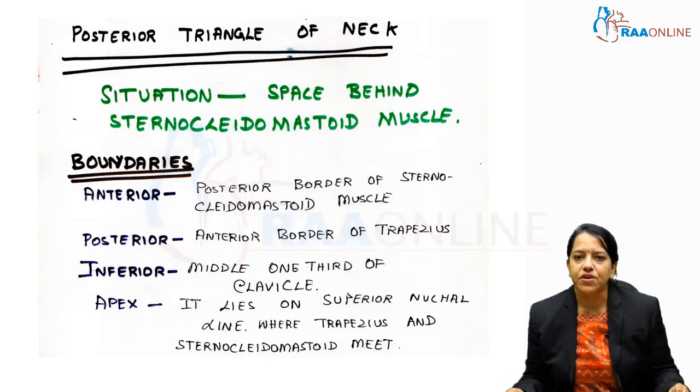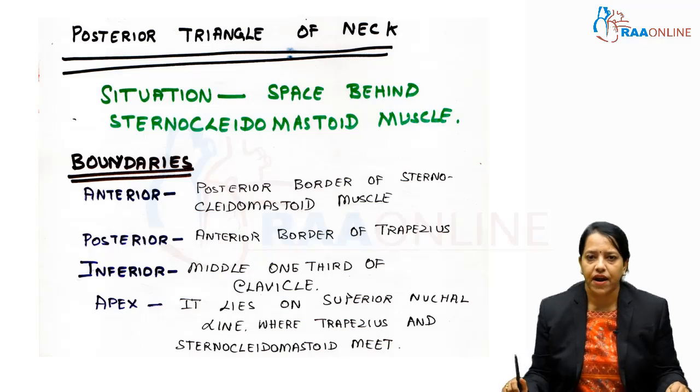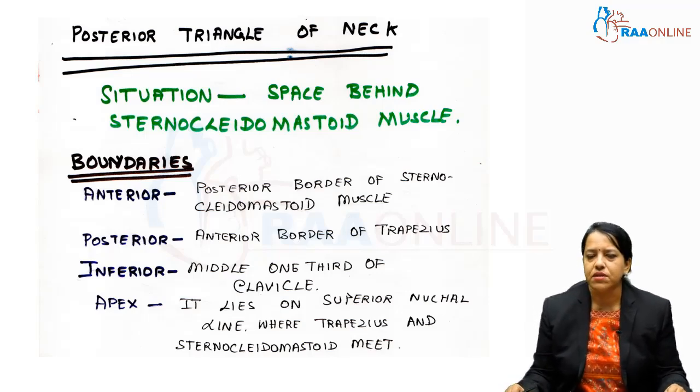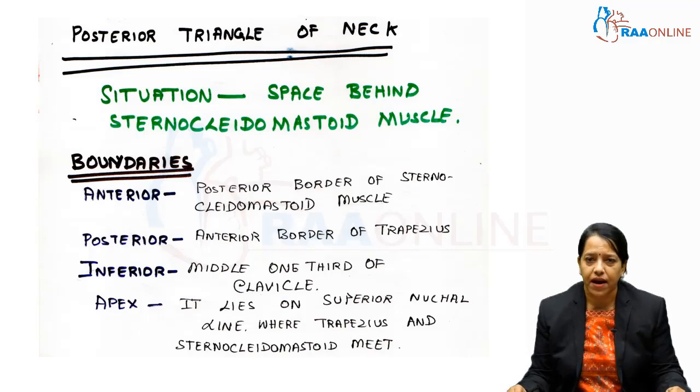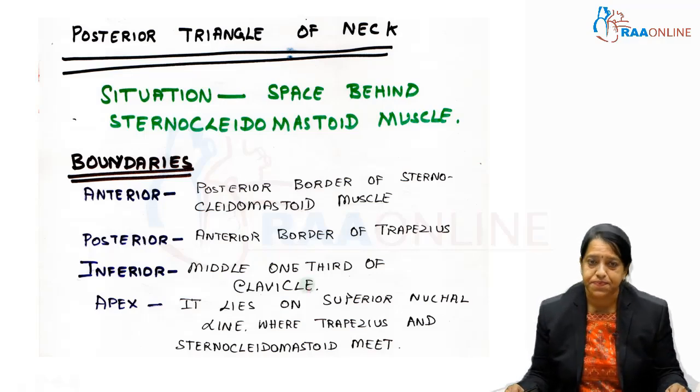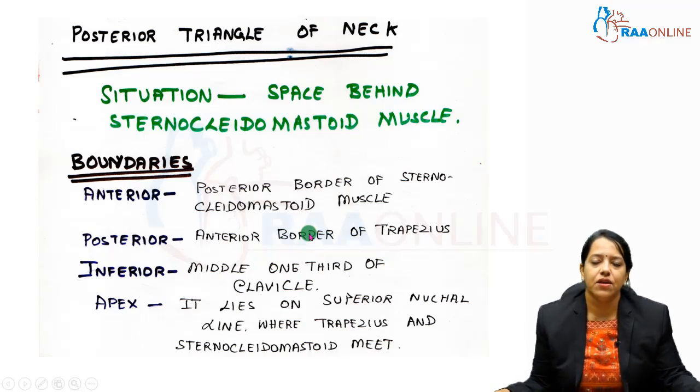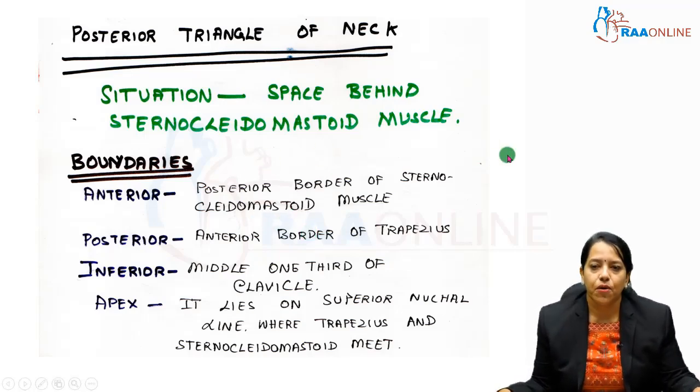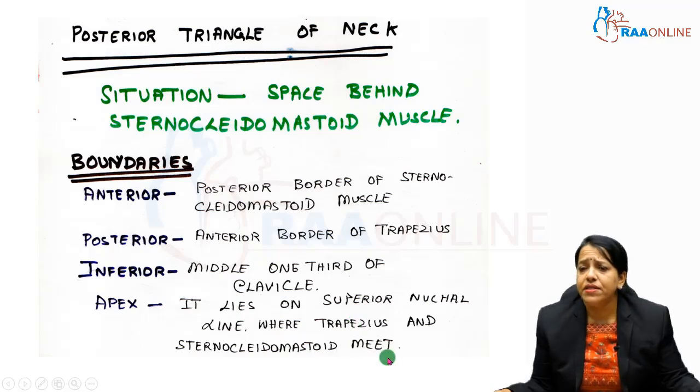So I am directly coming to the essay as such, the posterior triangle of the neck. Now where is it situated? The posterior triangle of the neck is situated behind the sternocleidomastoid muscle. The boundaries of the triangle include anteriorly the posterior border of sternocleidomastoid muscle, posteriorly the anterior border of trapezius, inferiorly the middle third of the clavicle, which will form the base of the triangle, and the apex lies on the superior nuchal line where the trapezius and sternocleidomastoid muscle meet.